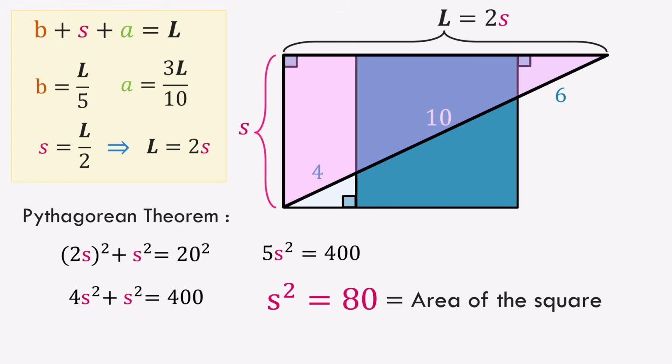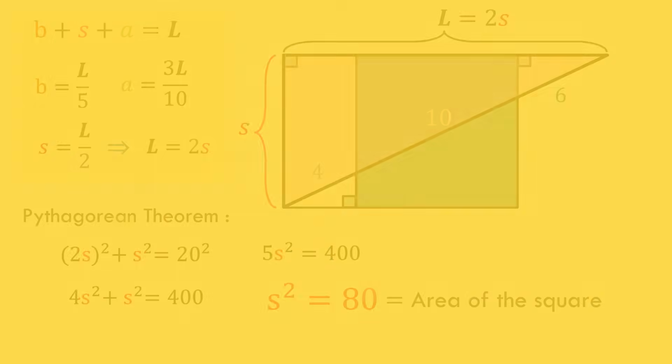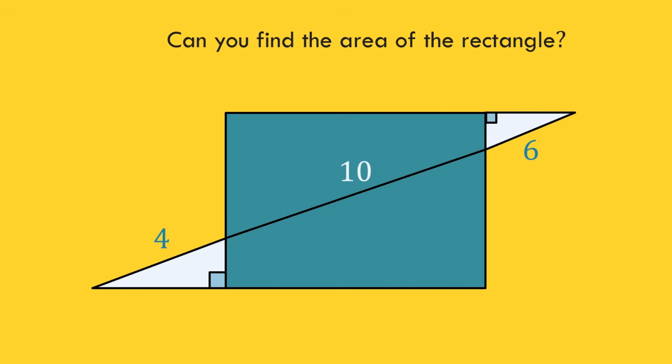Very often in geometry, when we don't have enough direct information, instead of chasing measurements, we should look for ratios. And this problem is a perfect example of that idea. If you found a different solution yourself, make sure to write it in the comments. All right, it's your turn. If I change the square to a rectangle, what would the area become?